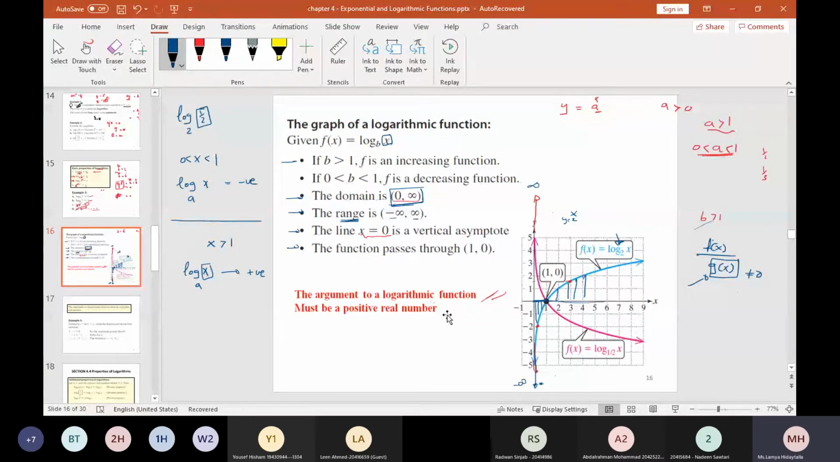طيب يبقى always اللوغاريتم, عندنا always logarithm x to any base a, this x should be شنو عشان يكون اللوغاريتم defined? This x should be what? Greater than 0. What inside here should be greater than 0. okay.